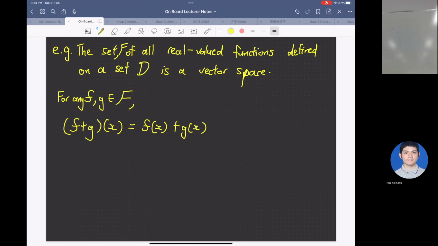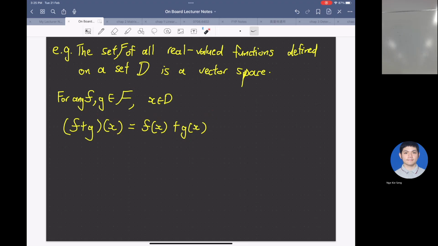So what is a function? You need to tell me, for anything I put in, what I get. We already know that f and g both define functions. If I feed x to f, f gives me something. If I feed x to g, g(x) gives me something. Now if I feed x to f plus g, what does it give me? It gives me f(x) plus g(x). This is what it means.